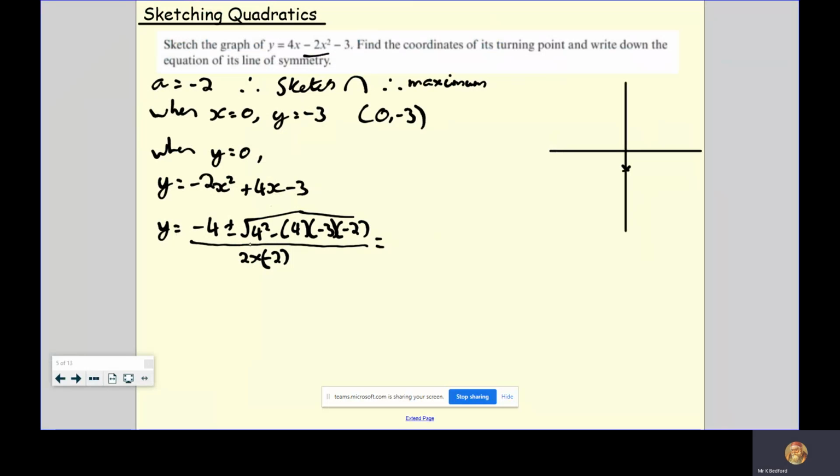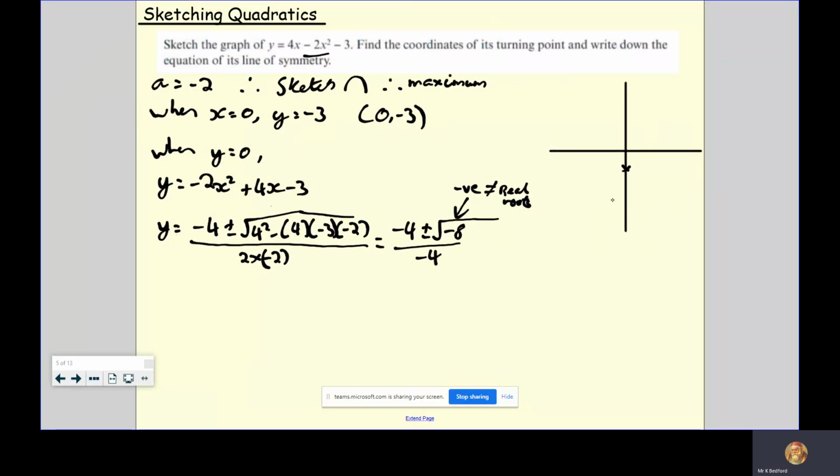Okay, just looking at this then, I've got my -4 on the outside, plus or minus the square root of, well, 4 squared is 16. Take away 4 times 3, which is 12, 24. 16, take away 24 is going to be -8 over -4. What we should notice then is this thing here, this -8, our discriminant is negative. So therefore, there's no real roots. So all that means is I know that my graph is going to look something like this.